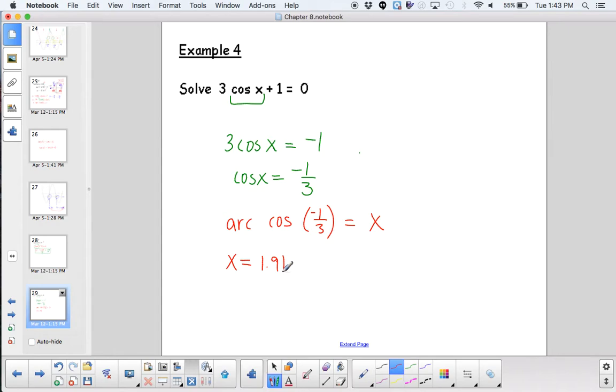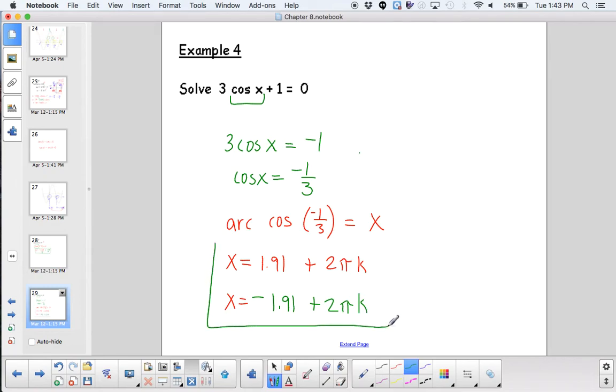But we know, of course, that there are infinitely many solutions, so we can just add 2 pi k to that, because the period of cosine is 2 pi. And then we need to find the second solution within that one period. And the way we do that is we just take the negative of the previous and add 2 pi k. All right, and so these are solutions, and of course in all of these k is an integer.